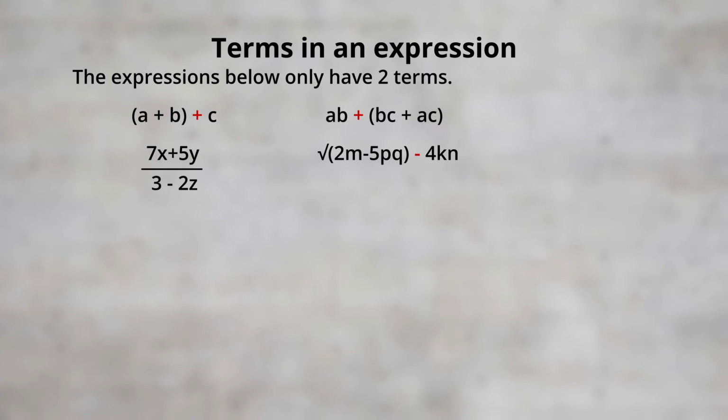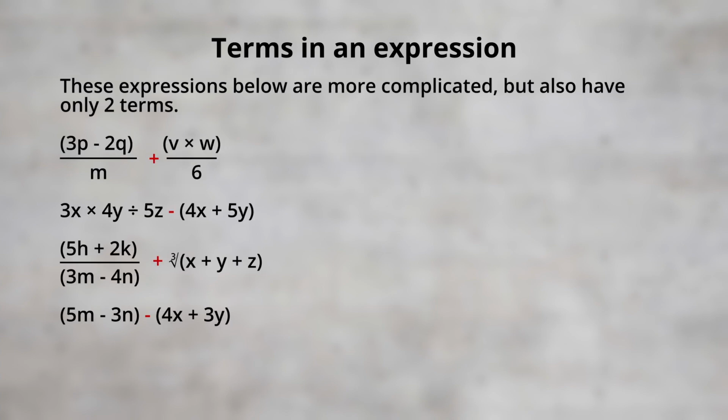So, in counting terms, you have to look carefully and only consider the plus and minus signs which stand alone between terms. The examples shown are more complicated. Do not worry at all about what they mean. Just look at them and notice that each has only 2 parts. Each is a term.